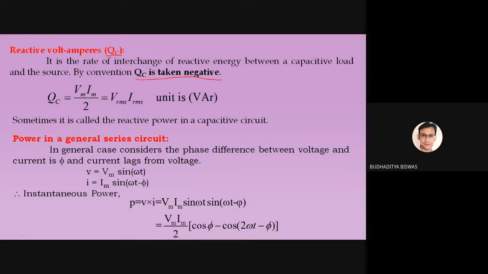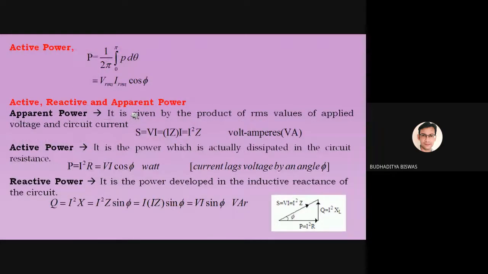That's why we call it the reactive energy. So again, this one is VmIm by 2, or Vrms Irms. The unit is the same as the previous one, volt ampere reactive, VAR. Sometimes it is called the reactive power in a capacitive circuit also.